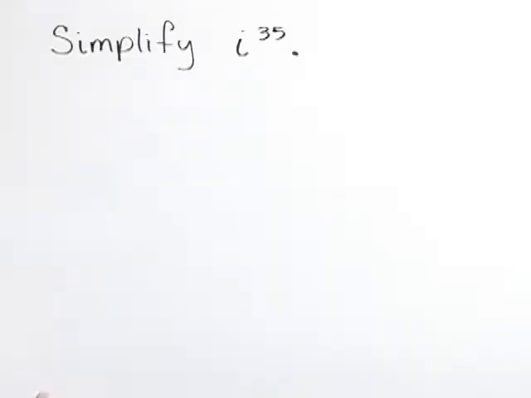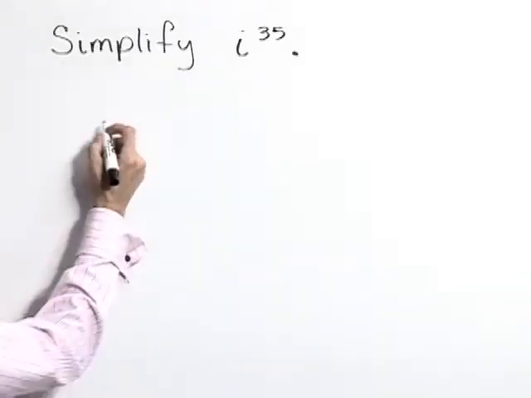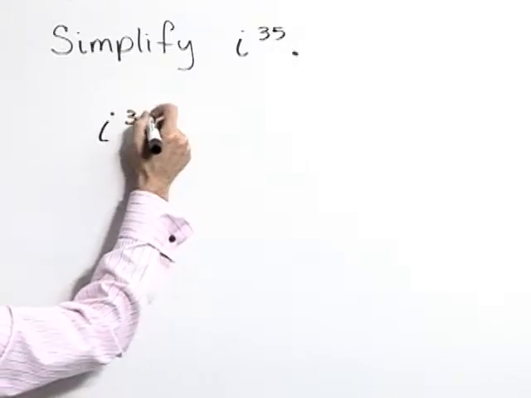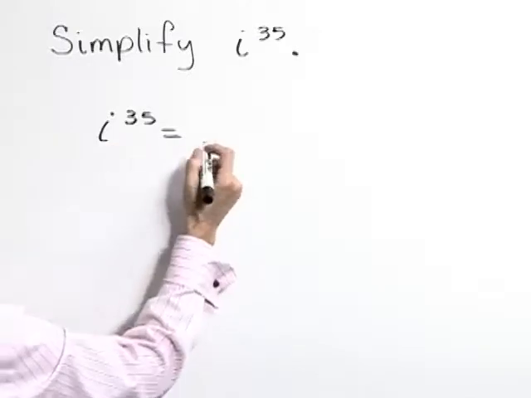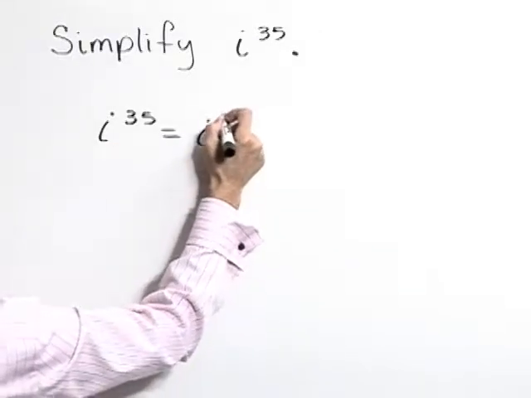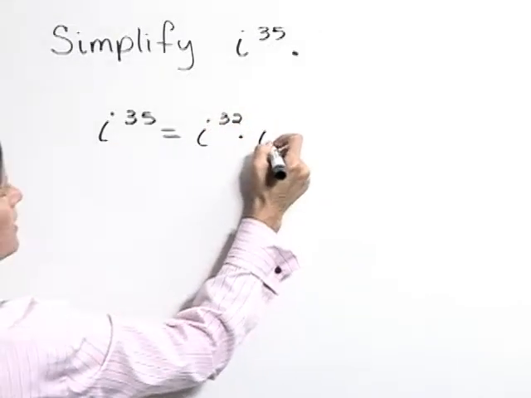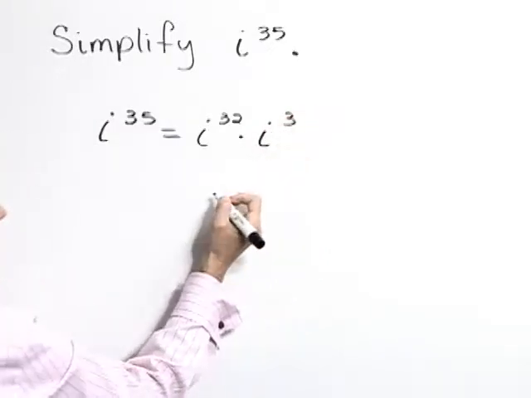Simplify i to the 35th. There are several ways to go about this. I'm going to choose this route. Let's rewrite i to the 35th as i to the 32nd times i to the 3rd.